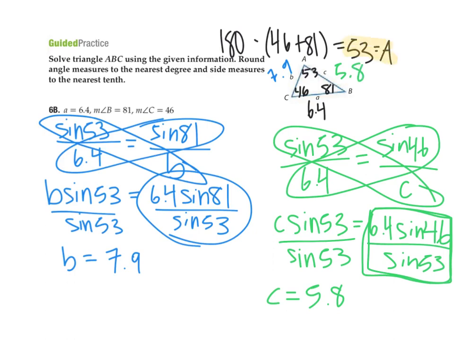So those are the three answers for this problem. We had 53 degrees for A, we have 7.9 for B, and we have 5.8 for C.